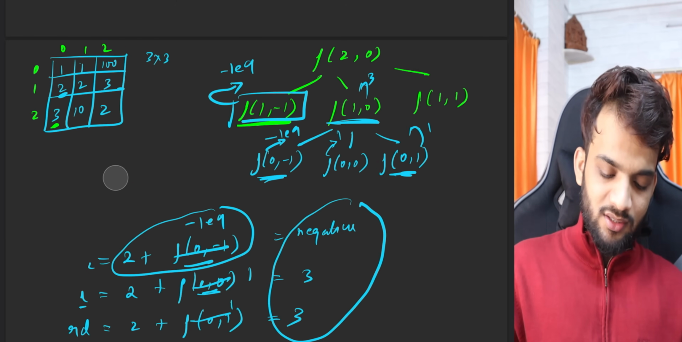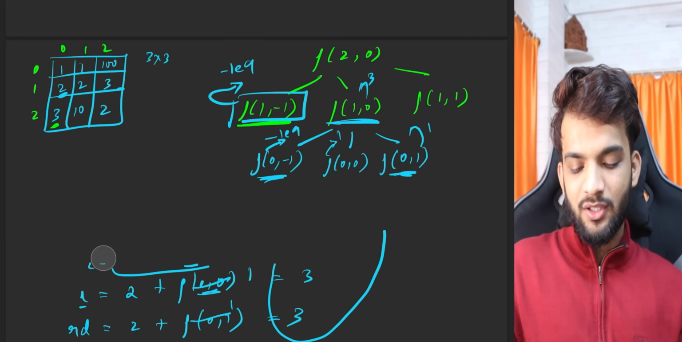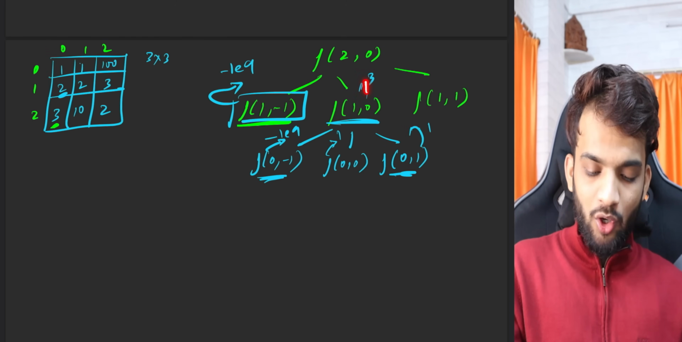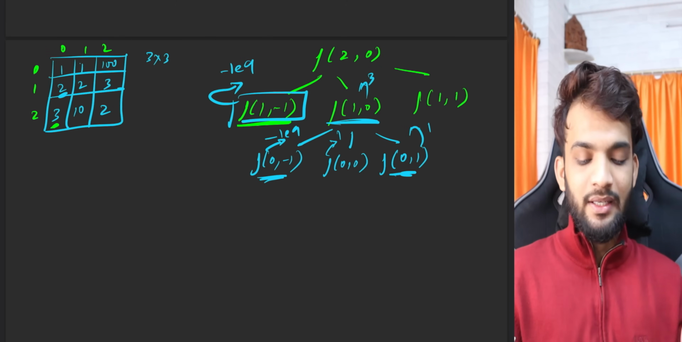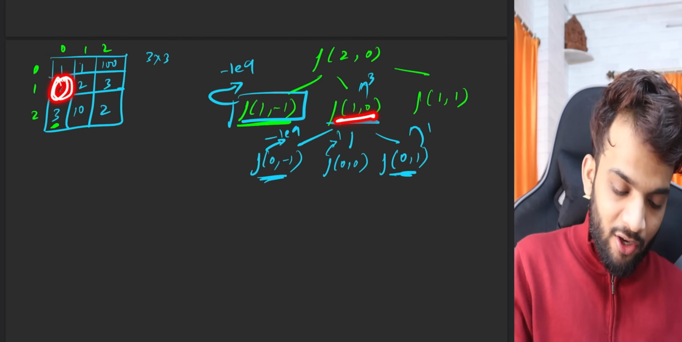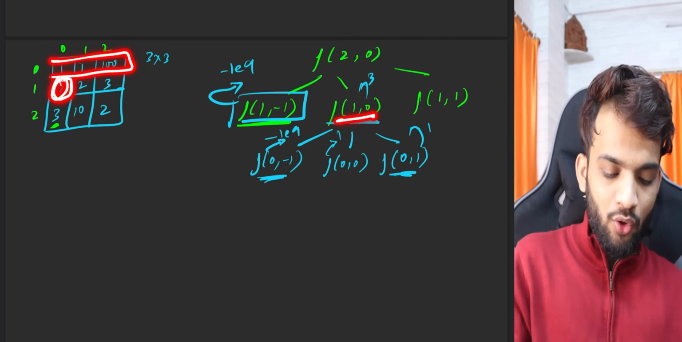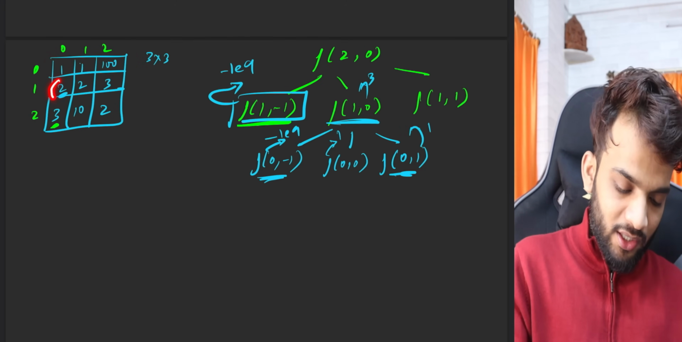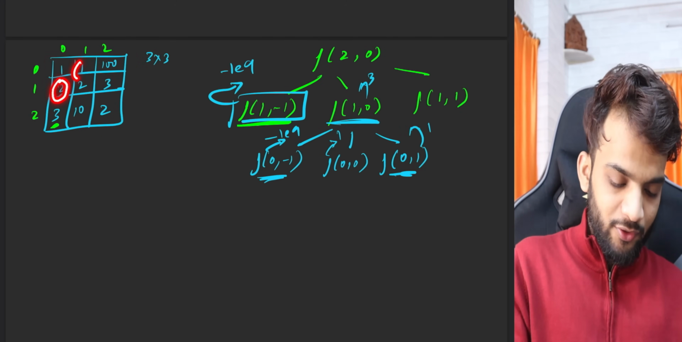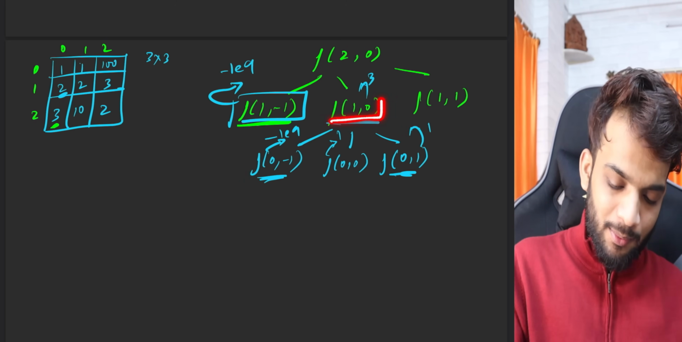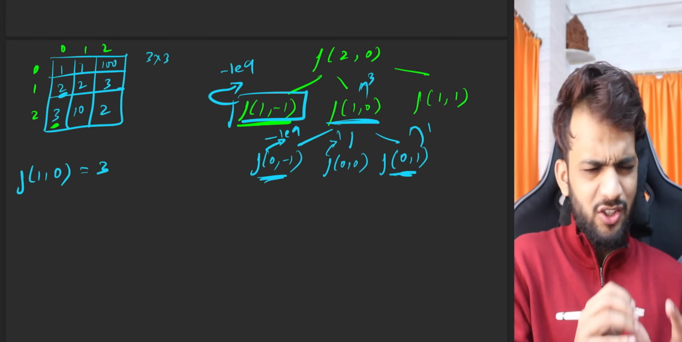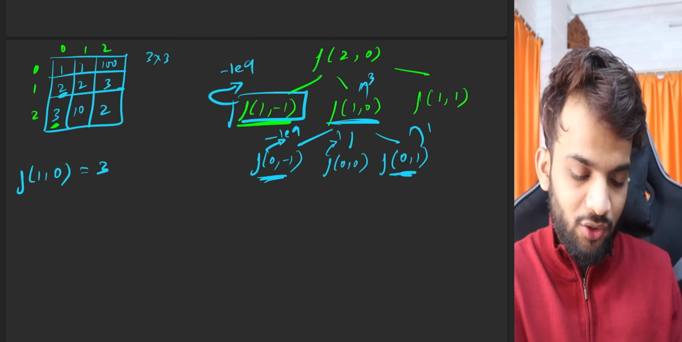Now I'll erase this and you will understand the meaning of this 3 being returned. Now carefully observe, what is this 3 indeed? If I'm standing here and I'm saying f of 1, 0 means this guy, from here to reach the first row, what is the maximum you can take? You can either go from here to here, which will give you 3, or you can take this path, which will give you 3. So the maximum of f of 1, 0 is indeed 3. So I'll store that for future use cases.